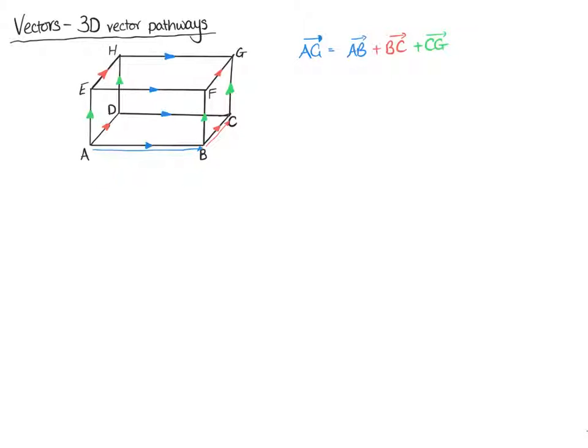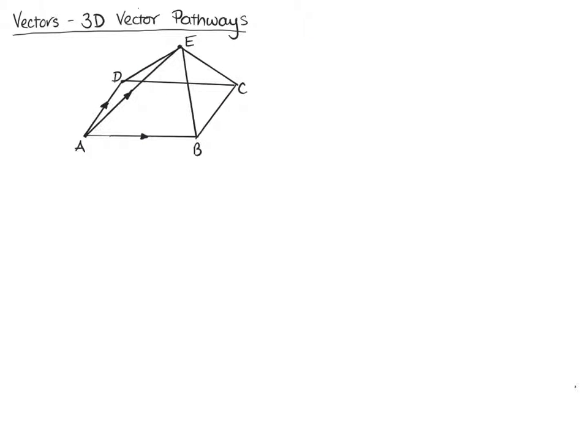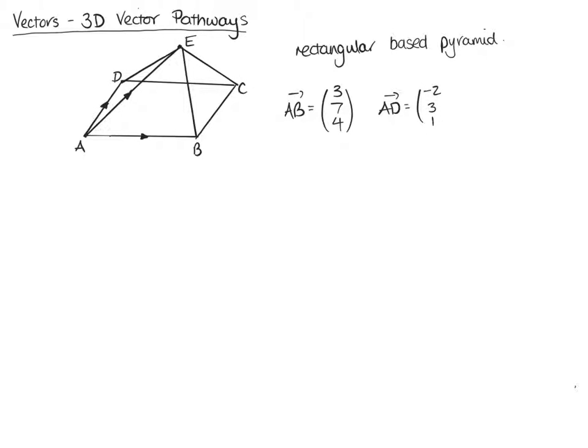Okay, we can get these with numbers and things as well, but for the cuboid, that is all we're going to do. So we're going to go on now to look at the next shape that we might see. Okay, so this time we've got a rectangular based pyramid. We have been given for this one that A to B is equal to (3, 7, 4), A to D is equal to (-2, 3, 1), and that A to E is (7, 3, -9). Okay?